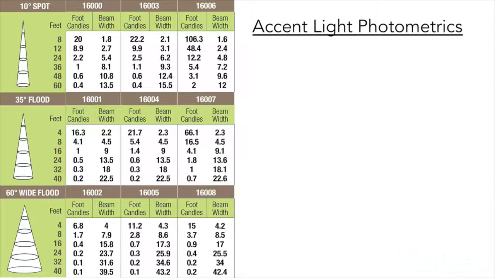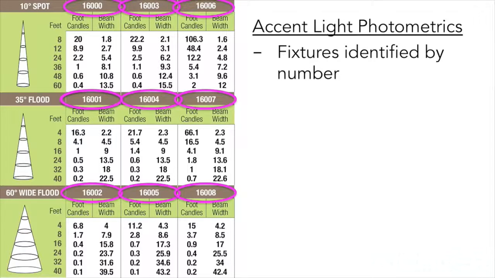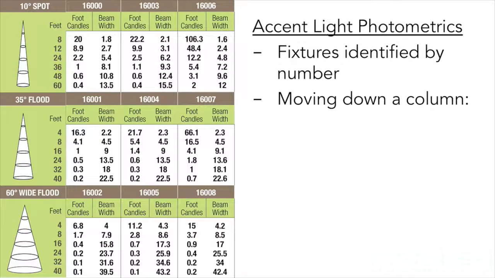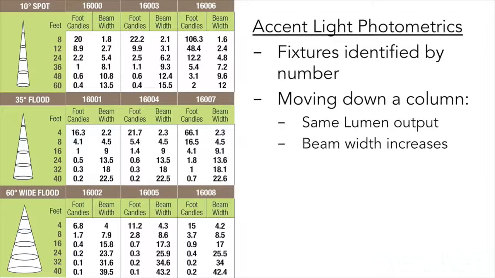If we zoom in on the photometric chart for the 16000 through the 16008 accent lights, we can see better how this works. The fixtures are identified by number. Moving down a column, the fixtures maintain the same lumen output, but the beam spread increases from 10 degrees to 60 degrees. This means that the beam width at any given distance increases as you move down the chart.